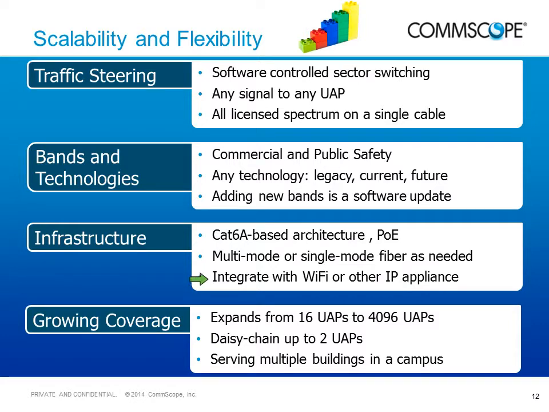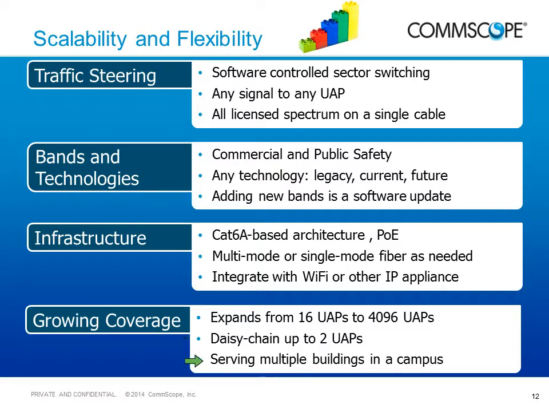We can easily grow the system from 16 UAPs to over 4,000 UAPs. And this is all done without any physical splitting or combining. So the link budget would be very similar for a small system and a large system. It's all done by routing the signal or steering the traffic to the desired areas of the building or the desired zones. We can daisy chain up to 2 UAPs or our remote units. And we can also serve multiple buildings in a campus quite easily by using the fiber connection between 2 subracks.